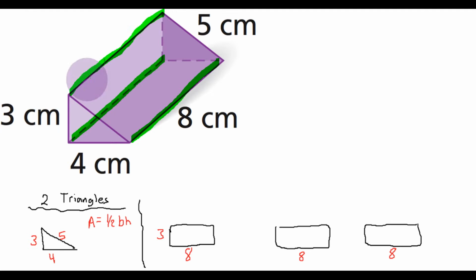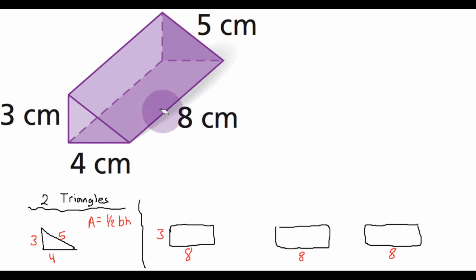And these are kind of like the table legs of our prism. So they all have to have the same length, or we can look at this as the height of the prism. So they all happen to be 8 centimeters in length. That's why I labeled 8 below on each rectangle.